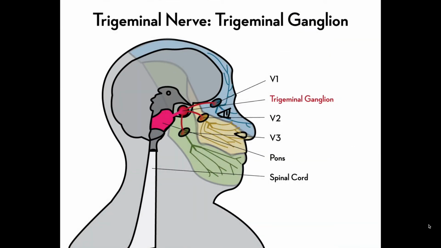So the trigeminal nerve basically originates in the pons, and it kind of shoots out into the trigeminal ganglion, which is a conglomeration of cells, which then go into the V1, V2, and V3 sections of the face and head.